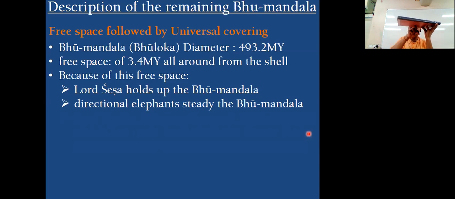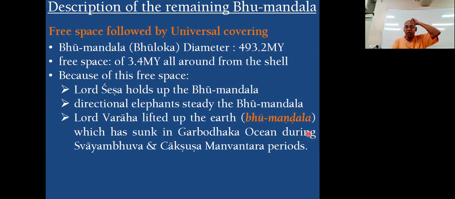Whenever Lord Shesha from below and the 4 elephants from above give up their service, at that time the whole Bhumandala will fall into the Garbhodaka ocean. Whenever Bhumandala falls into the Garbhodaka ocean, Lord Varaha appears, lifts the entire Bhumandala, and keeps it in its original position. So that is being mentioned here.